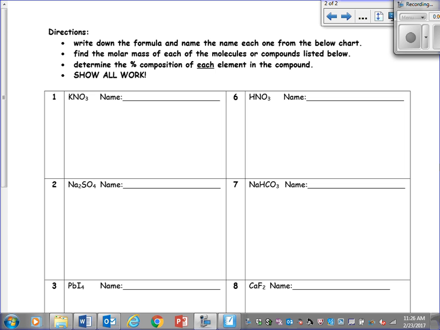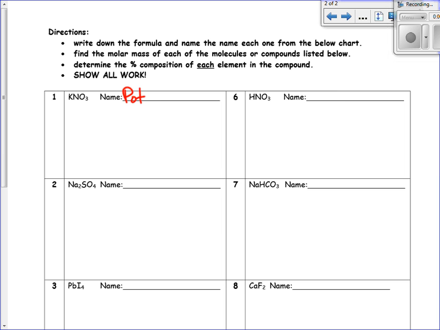So I have KNO3. What does K tell me about the name? It's potassium. Very good. Does potassium ever need a Roman numeral? No, because it's in group 1. It's an alkali metal, and it's not a MOM, not a multiple oxidation metal, because it only goes to a +1 charge. So we just write the name potassium here.